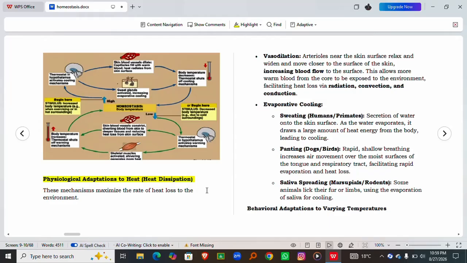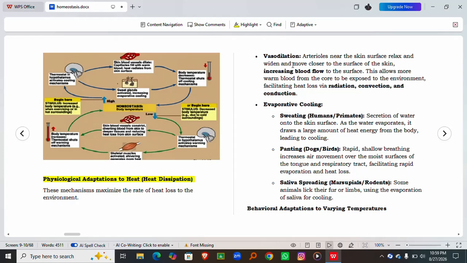The body will respond by ensuring that there is increased heat loss, so that this heat does not affect the internal body systems, for example, enzyme activity. So the body ensures that it loses heat, so that the temperature is restored back to normal. One of the things that happens physiologically is vasodilation. Vasodilation is the opposite of vasoconstriction. In vasoconstriction, we said that the blood vessels are going to narrow to reduce the flow of blood to the skin, so that blood should not lose the heat.